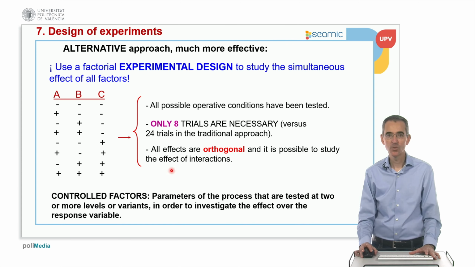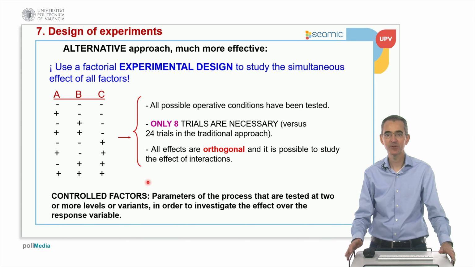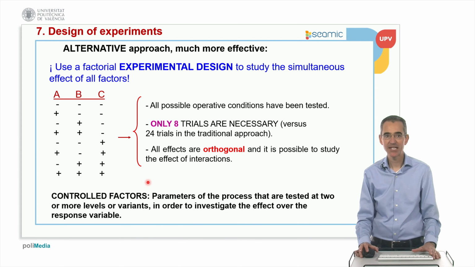So what are controlled factors? The control factors here are the set of parameters of the process that are tested at 2 or more levels or variants in order to investigate the effect over the response variable. For example, it could be temperature, pressure, pH, type of raw material, type of catalyst, or whatever.